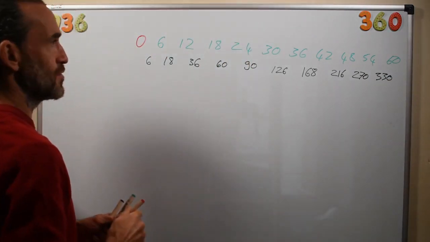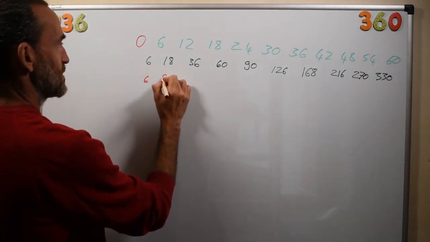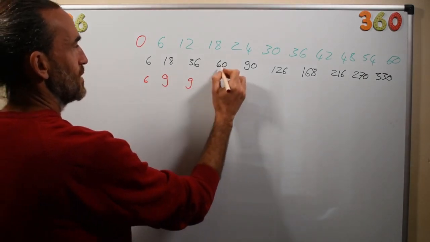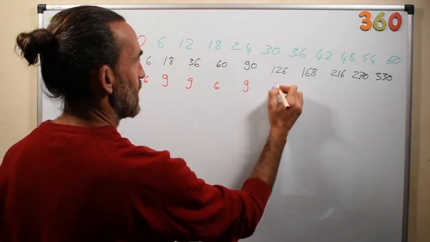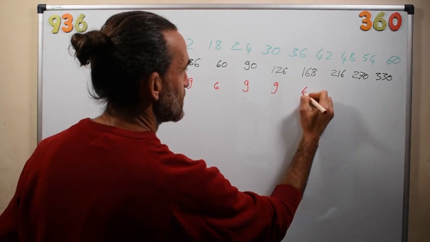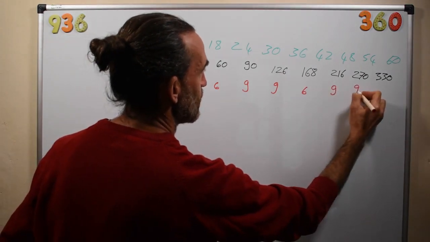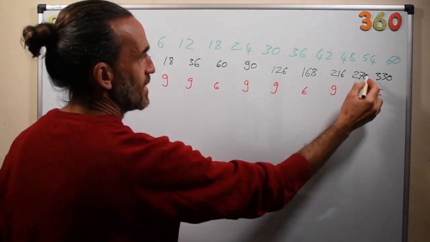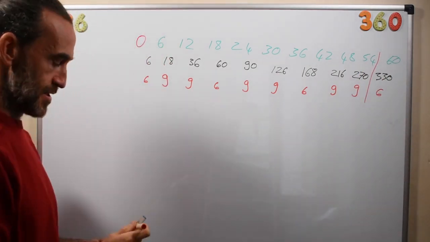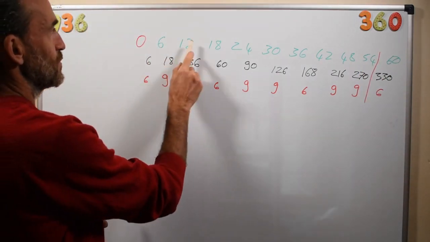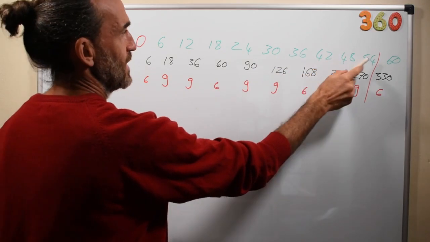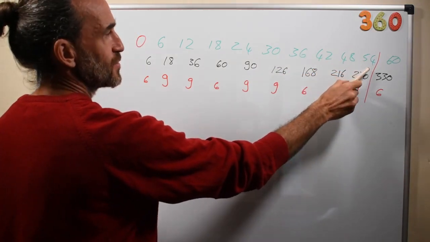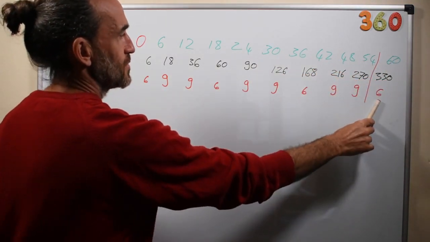Let's have a look at the root numbers. 6, 9, 9, 6, 9, 9, 6, 9, 9, 6. Here we're already starting, we've got how many? 1, 2, 3, 4, 5, 6, 7, 8, 9. So we've already got the sequence of 9, and there we're starting the next sequence.